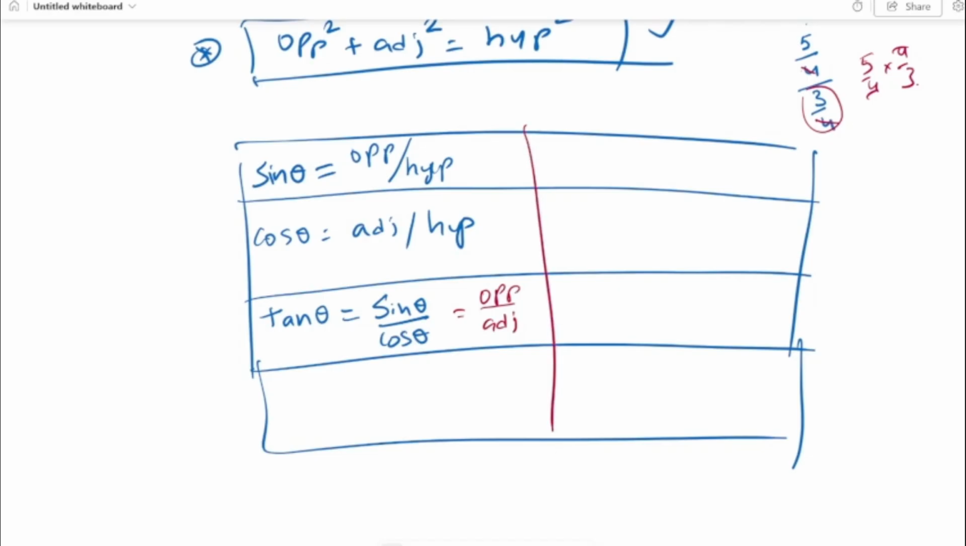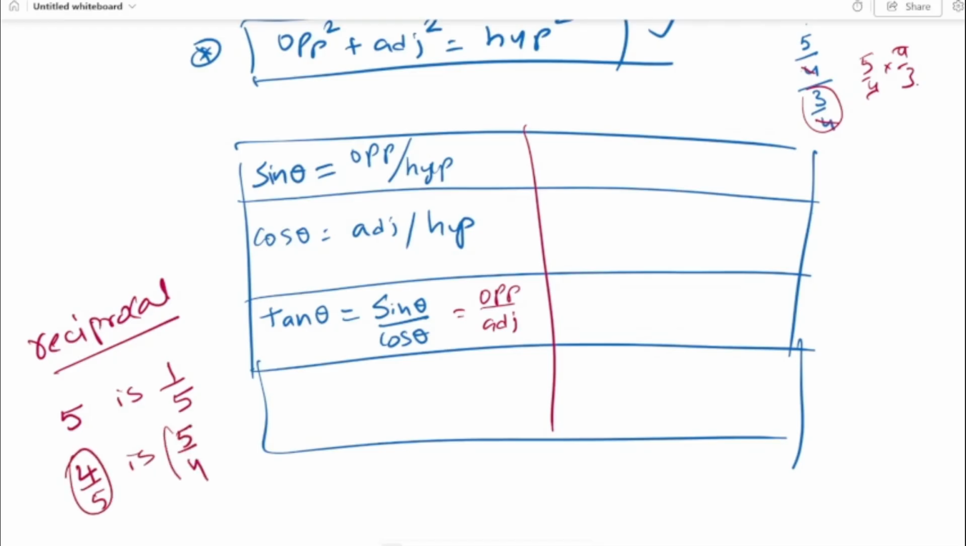It doesn't stop here. I hope you are familiar with what a reciprocal is. Reciprocal means upside down, like the multiplicative inverse. Say for an example, the reciprocal of 5 is 1 over 5. Likewise, the reciprocal of 4 over 5 is 5 over 4. Remember this, it flips. So ultimately when you multiply them both, it becomes 1, right? 5 times 1 over 5 is 1.